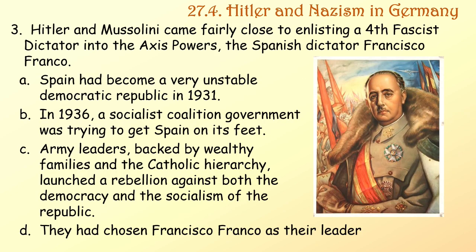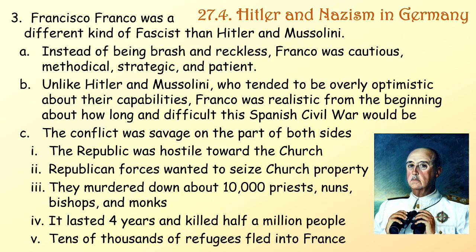Hitler and Mussolini came fairly close to enlisting a fourth fascist dictator into the Axis powers, the Spanish dictator Francisco Franco. Spain had become a very unstable democratic republic in 1931. And in 1936, a socialist coalition government was trying to get Spain on its feet. Army leaders backed by wealthy families and the Catholic hierarchy launched a rebellion against both the democracy and the socialism of the republic, and they had chosen Francisco Franco as their leader.